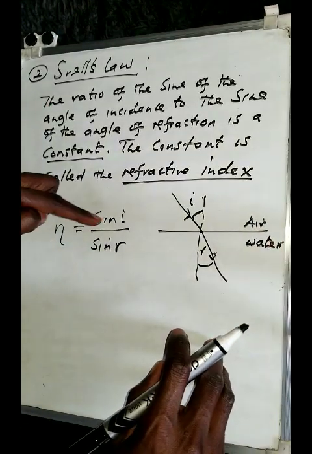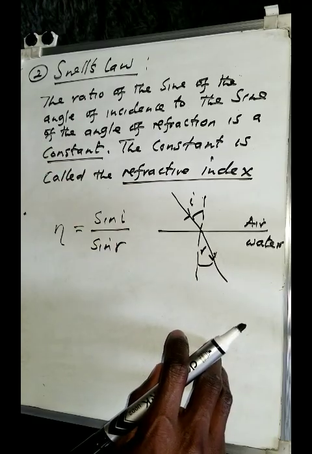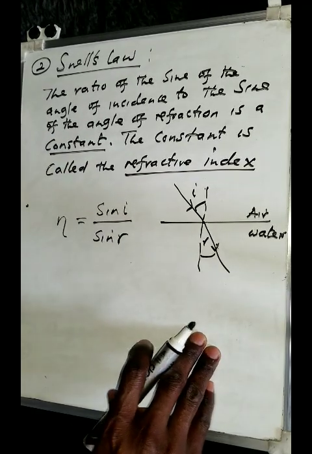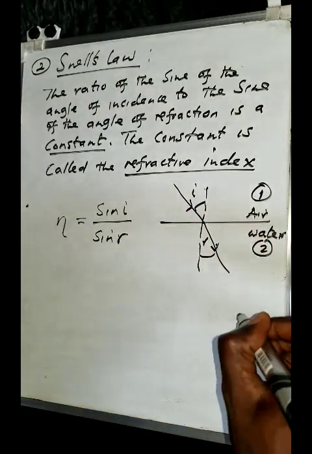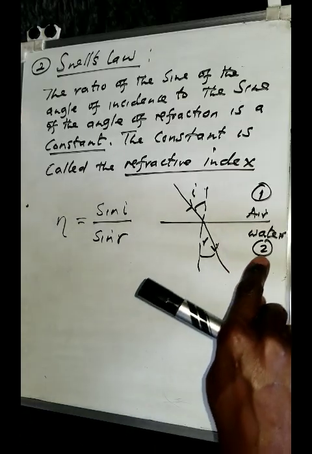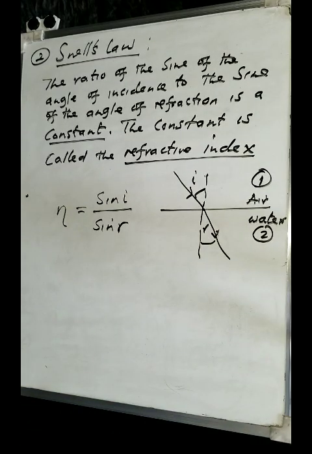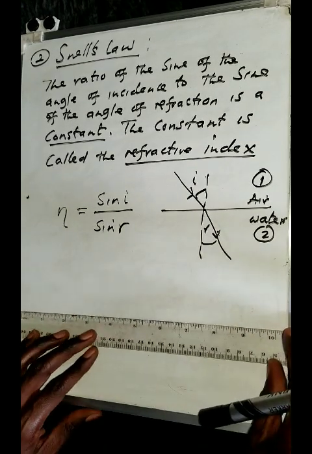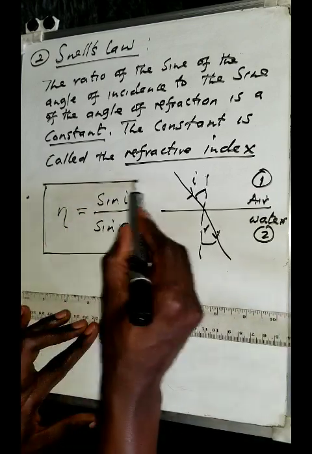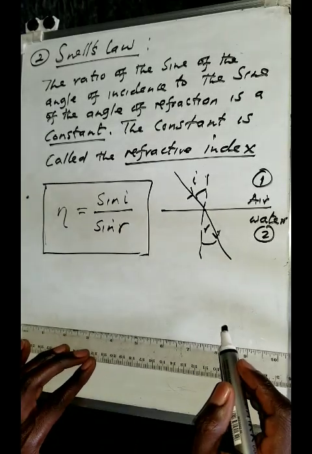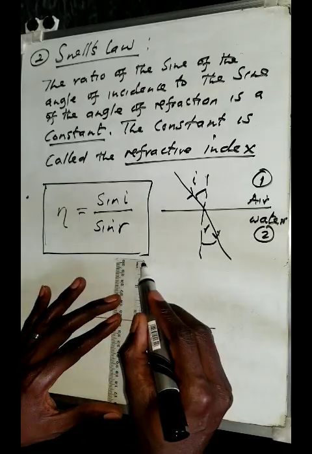So the ratio of the sine of the angle of incidence to the sine of the angle of refraction is a constant, and that constant is what we call the refractive index. If this is the first medium where light is traveling and that is the second medium where light is going, you are finding the refractive index of the second medium that light is traveling into. So this is the typical formula that you are going to be using. They are very important. Now I want to illustrate it this way. Let me draw it properly so that you are able to see.